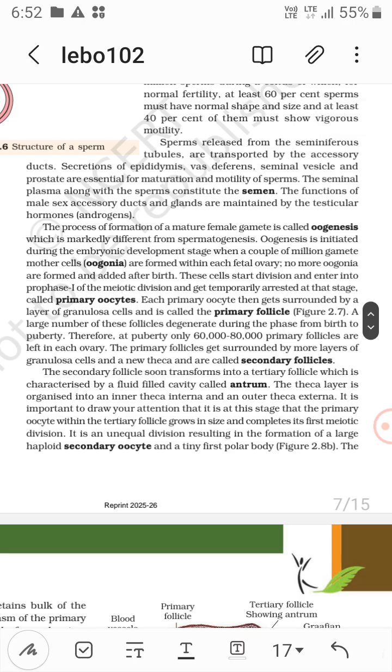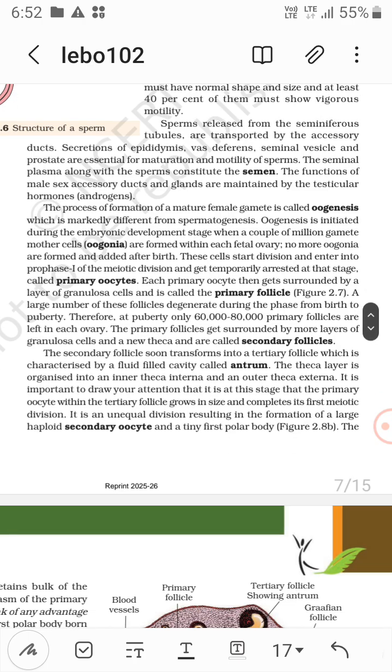The primary follicles get surrounded by more layers of granulosa cells and a new theca, and are called the secondary follicles. The secondary follicle soon transforms into a tertiary follicle, which is characterized by a fluid-filled cavity called the antrum. The theca layer is organized into an inner theca interna and outer theca externa.